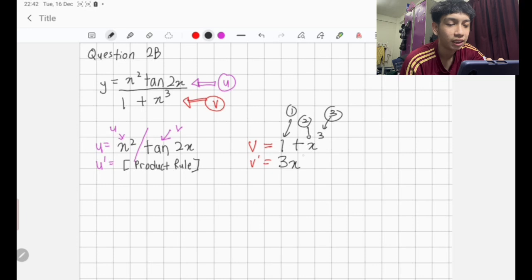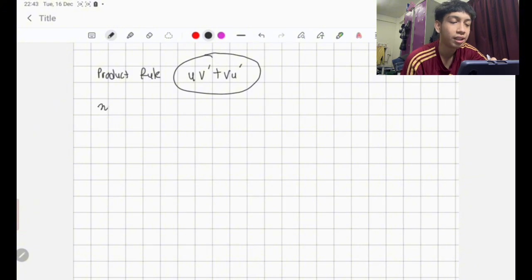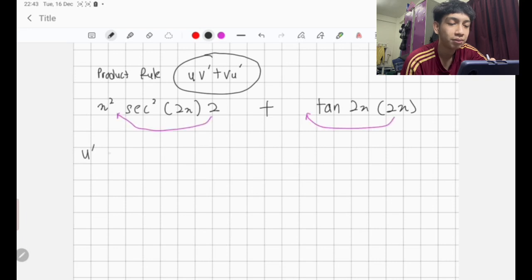So the product rule is u times v prime plus v times u prime. So we just substitute the u, v prime plus v and u prime. So we multiply the 2 with the x^2 and we bring the 2x in front of the main terms. So we got the u prime. So next we use the quotient rule.